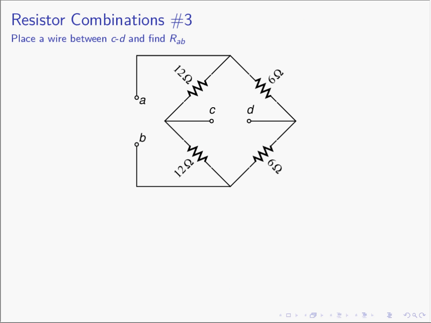Well, let's go to this bridge-looking circuit. This is a circuit that occurs fairly often, and so let's kind of look at it. And so in this particular circuit, what we're going to do is we're going to take a wire, and we're going to wire between C and D, and then we want to find the resistance looking into the A-B terminals. What is the resistance seen between A and B?